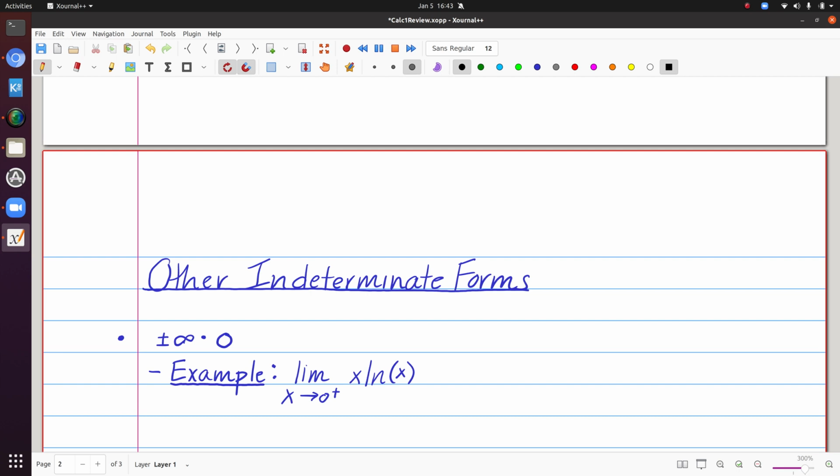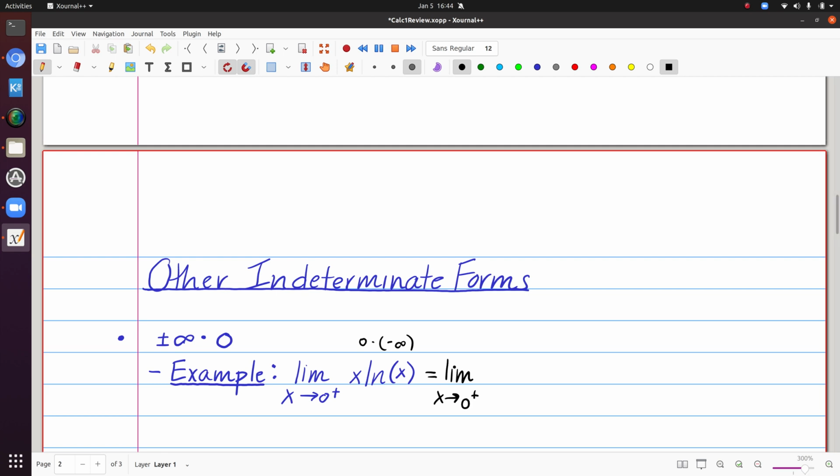The from the right is important because of the ln of x function not being defined for negative values of x. Now, as I send x to 0, notice that, of course, x will go to 0, and ln of x is going to approach minus infinity. So this is an example of this form. So the strategy when I have this is to try to rewrite the expression so that it is in the form where I can apply L'Hopital's rule.